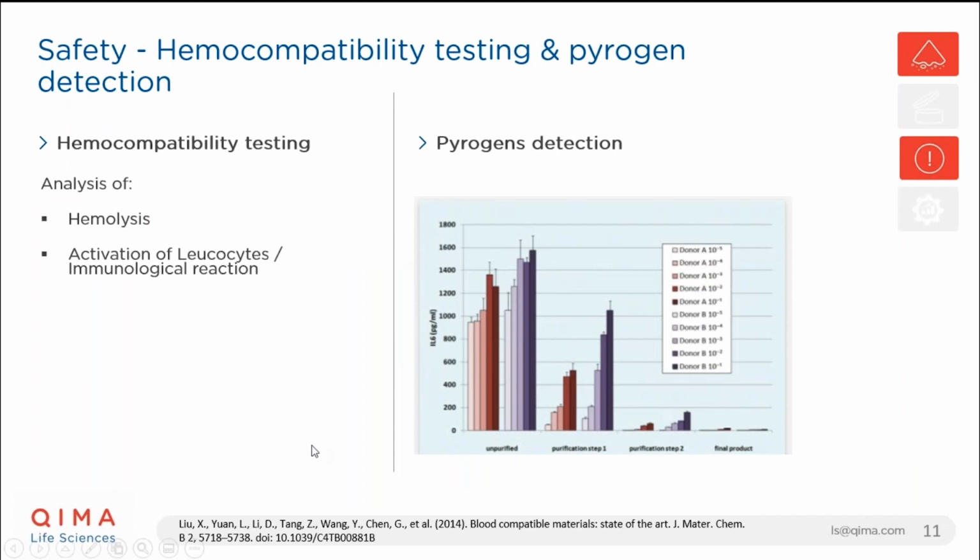Among the safety parameters we can test using fresh whole blood are hemocompatibility and the detection of pyrogens. Hemocompatibility evaluation relates to several tests, such as hemolysis, which is the capacity to induce red blood cell lysis, or leukocyte activation. Both can be measured using fresh blood as a reagent. Pyrogens are fever-inducing contaminants, usually of microbial origin. They can be present, for example, in plant extracts.